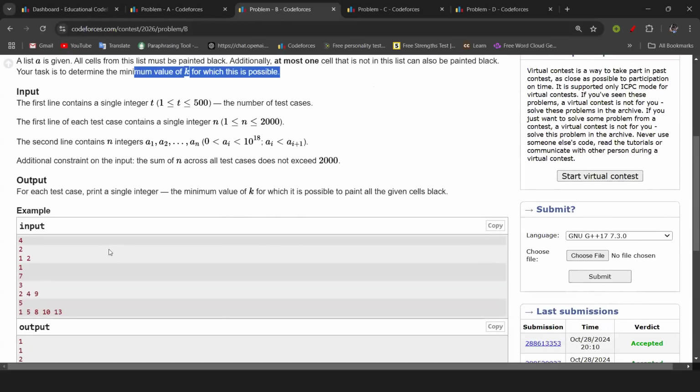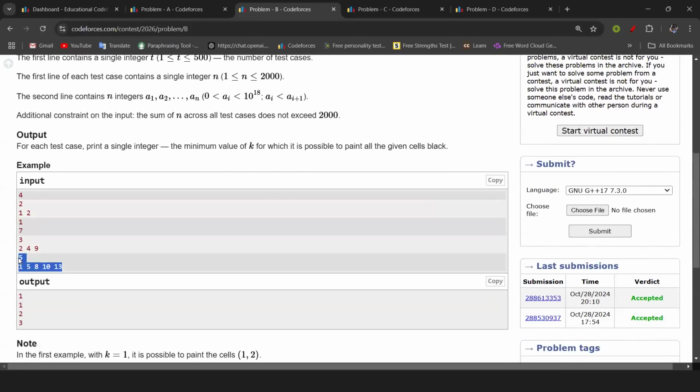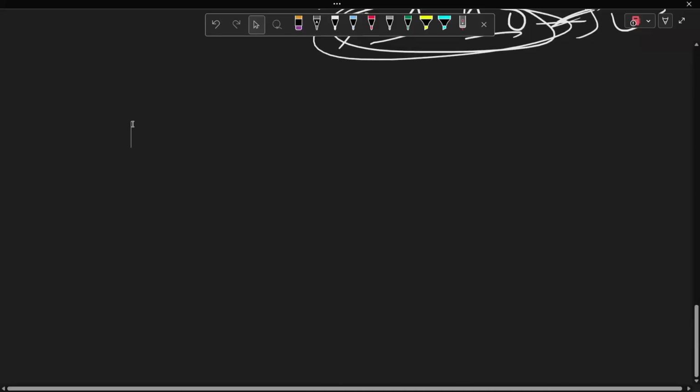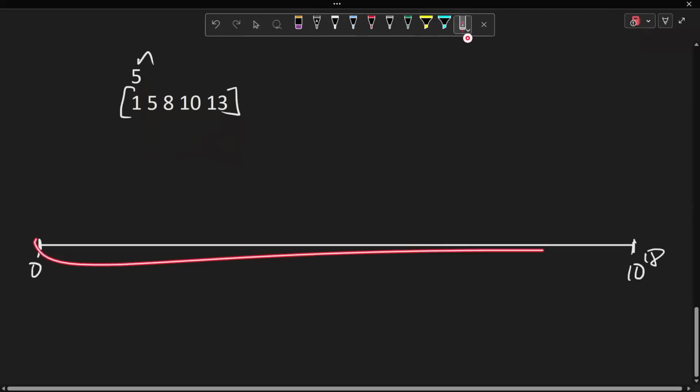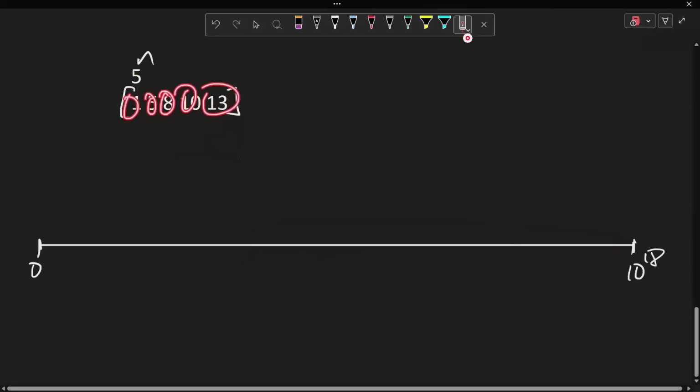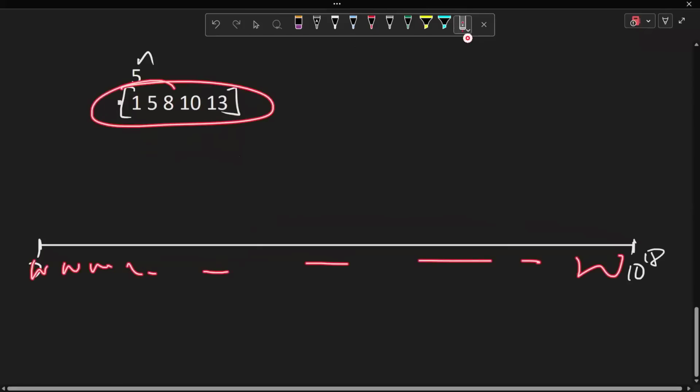So basically, let's take this test case and understand. You are given an array A of length n. What does this represent? You have some cells starting from 0 up till 10 to the power 18, so these many cells are there. Among these cells, you are given the positions of some of the cells. You need to paint these cells black. All these cells are initially white. All of them are white.